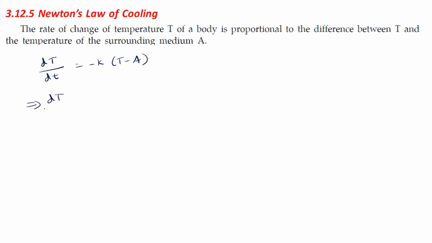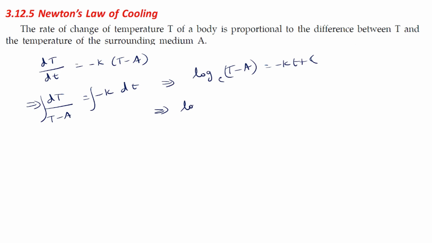So from this we get dT by (T minus A) equal to minus K dt. This we can integrate on both sides. So from this we get log (T minus A) equal to minus Kt plus C. This is to the base e. So from this we get T minus A equal to e raised to minus Kt into e raised to C.